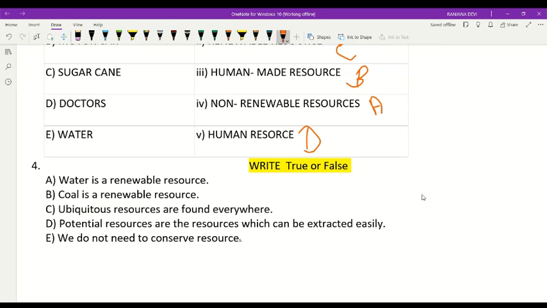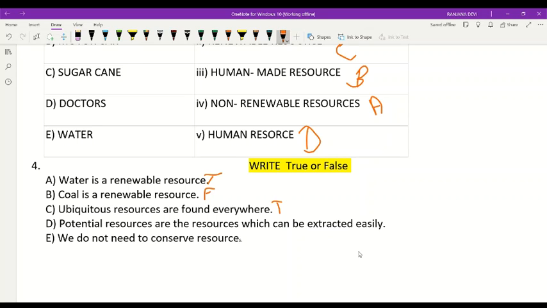Our next question is: write true or false. So let's start. First is: water is a renewable resource. As I told you, water is a renewable resource, so it is true. Next is: coal is a renewable resource. No, coal comes under the category of non-renewable resources. It's not a renewable resource. So it is false. Ubiquitous resources are found everywhere. True, because air, soil, water are found everywhere. That's why they are known as ubiquitous resources.